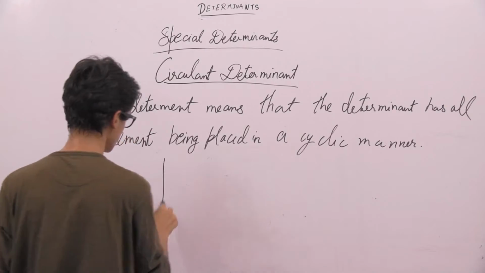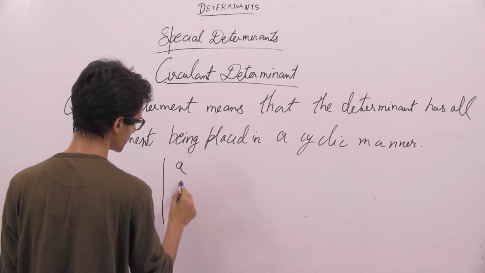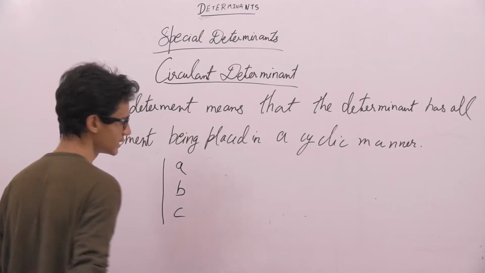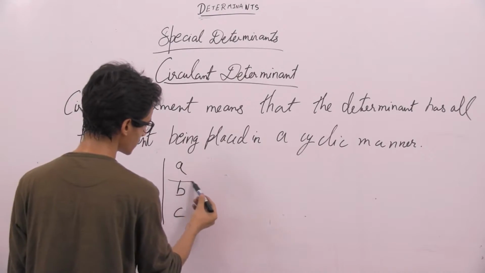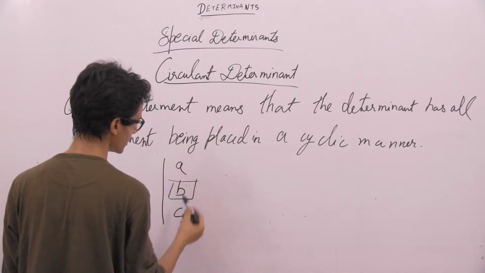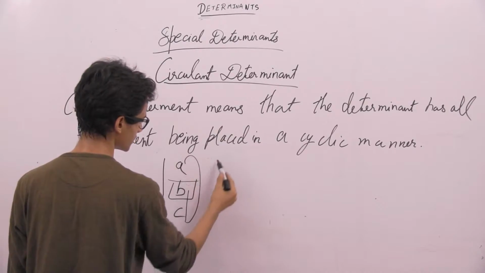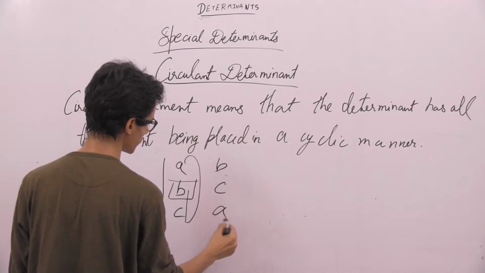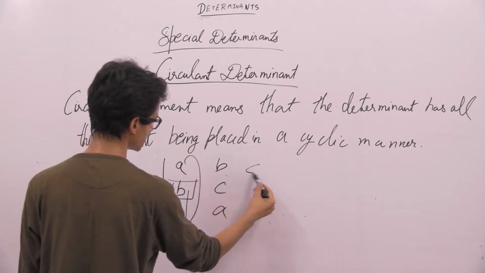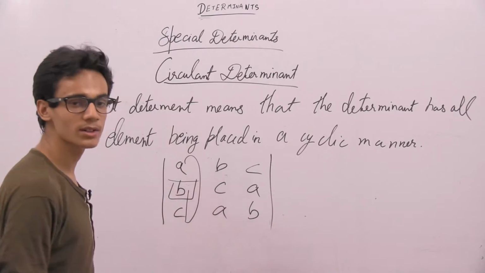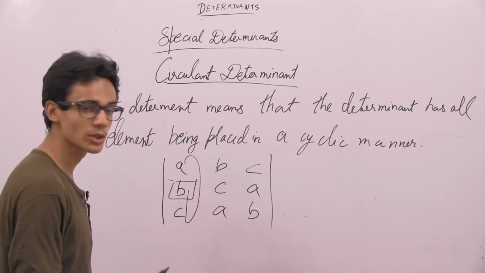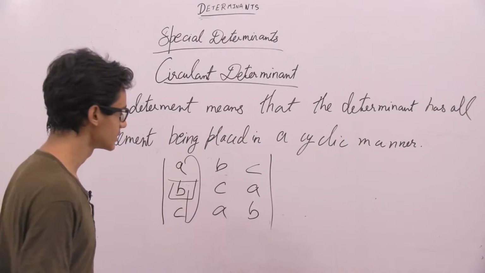Let's say in the first row we have the elements A, B and C. So in the second row we'll start from the second element and go in the same order, that is B, C and A. In the third row we have C, A and B. So this is a circulant determinant because all the elements are in a cyclic order.